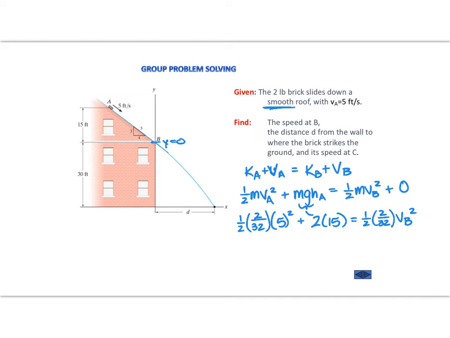So, rearranging this, I did it a little bit differently in my notes, but v_B solves to be 31.4 feet per second. So that one was pretty straightforward.